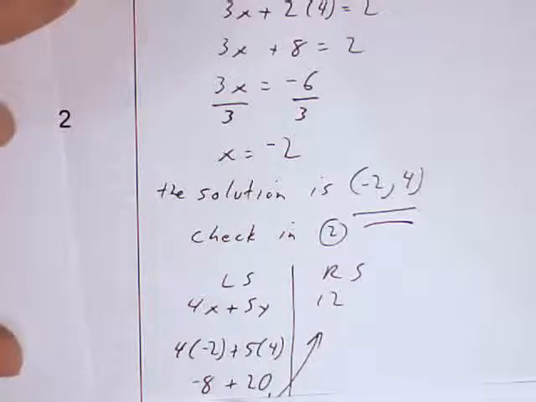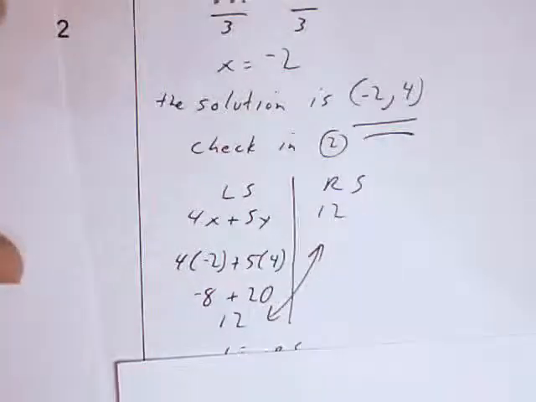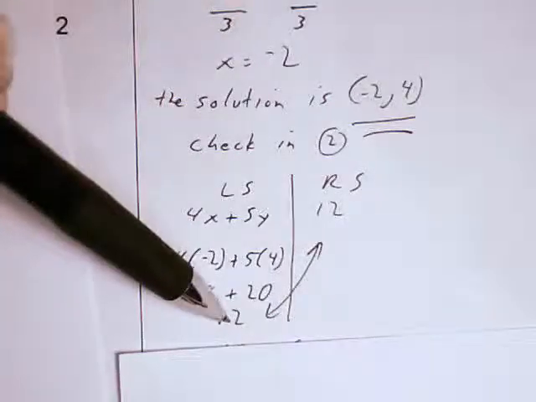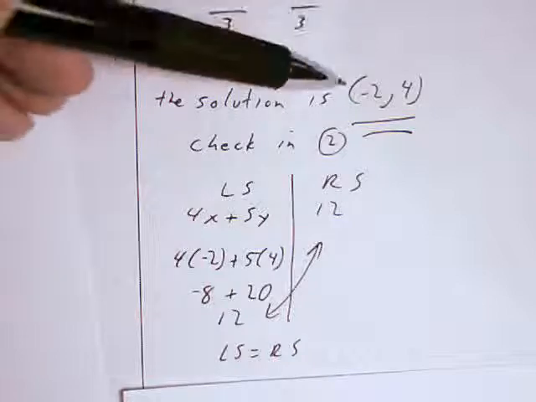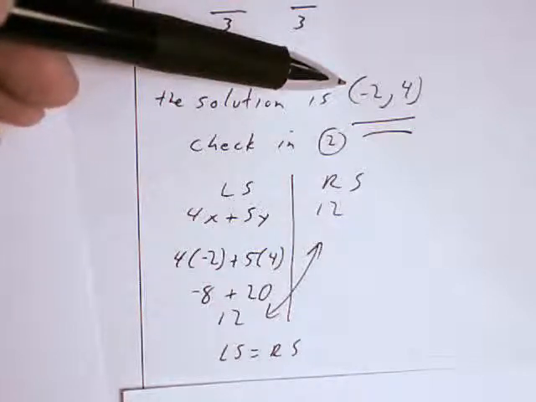4 times negative 2 is negative 8. 5 times 4 is 20. And if I add them together, I get a 12. 12 on the left is equal to 12 on the right. Left side equals right side. This is the correct solution to the given system.